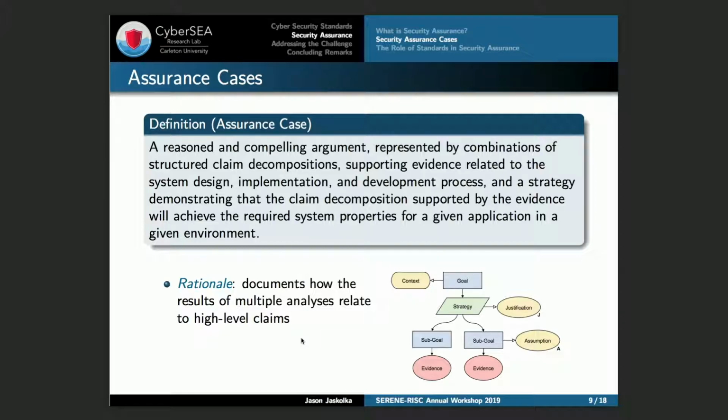So a high-level claim would be something like, my system is adequately secure. And there'd be, in addition to that, a context which is going to support what adequately secure means for the specific system that I am trying to assure. And we have a number of different notations that can be used to actually present these kinds of arguments.